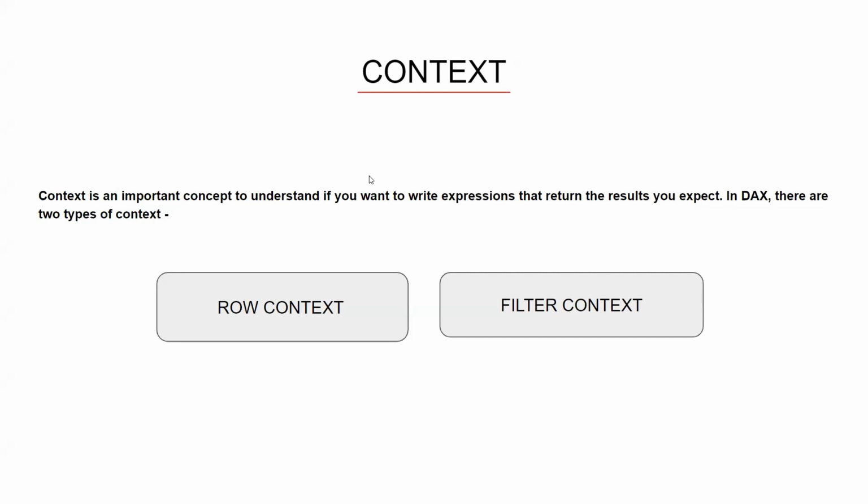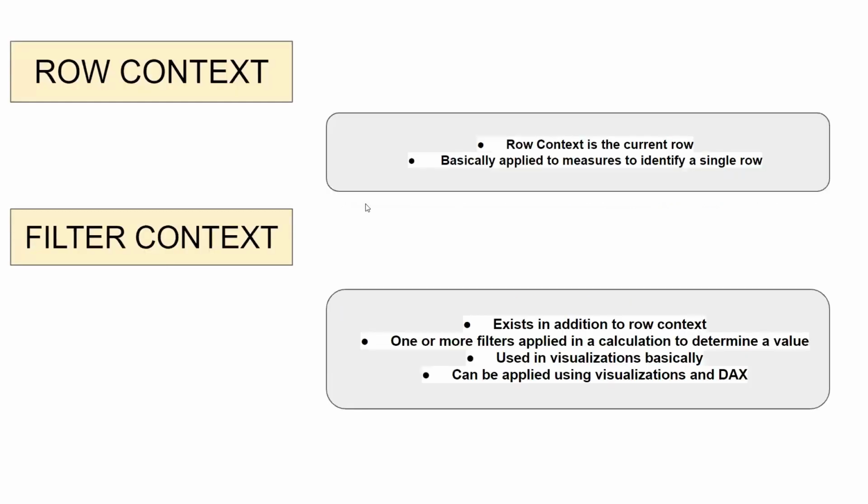Now, DAX functions work on two contexts. You can see here, one is the row context and the other is the filter context. Some functions work on both row and filter context. Now, row context basically looks at the current row only, and such kinds of functions we use in measures. Now, what are measures? They are just calculations.